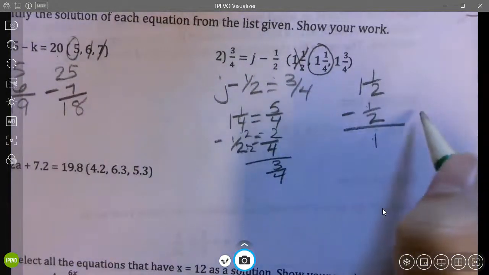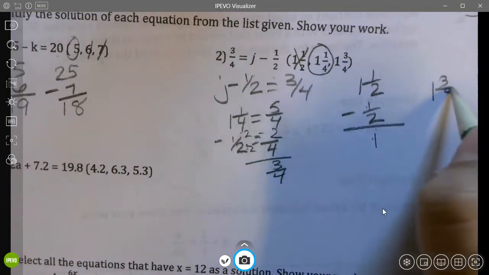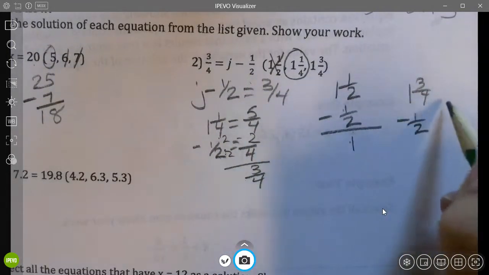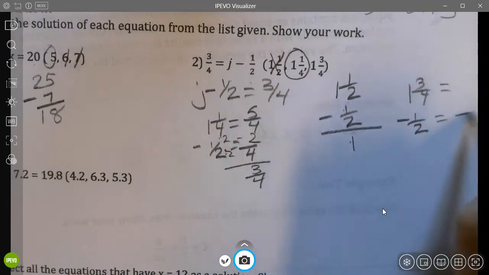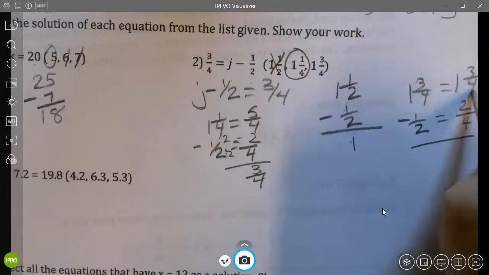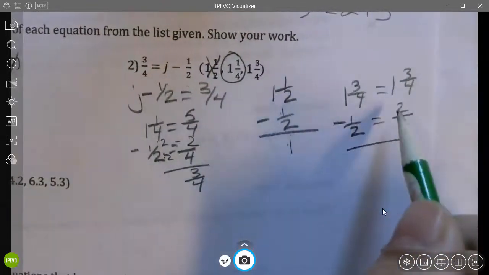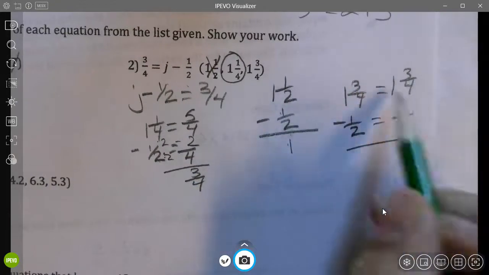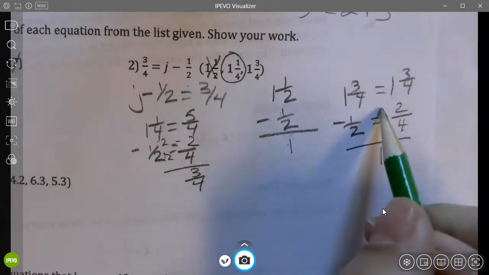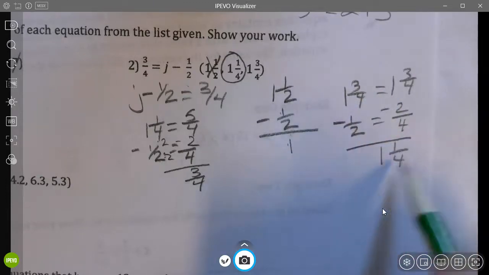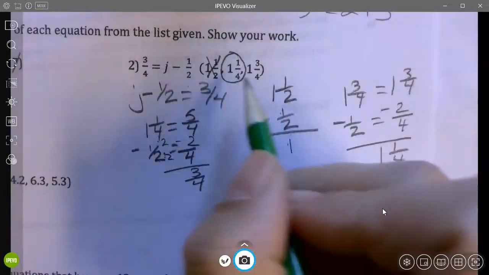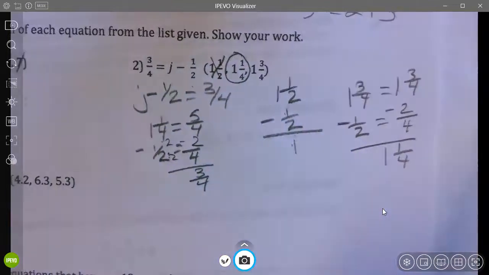And then my other one, J, so 1 3/4 minus 1/2. I know that this could turn into 2/4, and this right here is, the 3 is more than the 2, so I'm not going to turn this into an improper fraction. I'm just going to leave it the way it is. I have 1 whole, and then 3 minus 2 is going to give me 1/4, and 1 1/4 is not equivalent to 3/4. So my only solution here would have been the 1 1/4.